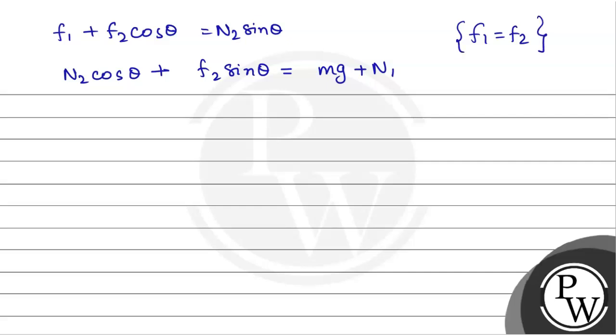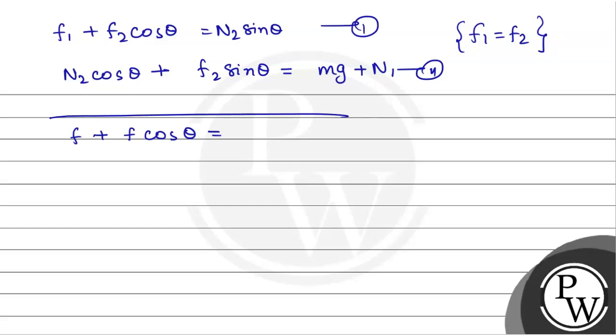So from equation 1 and 2, we will have F plus F cos theta is equal to N2 sin theta. This is equation 3, and from here we will have F is equal to N2 sin theta by 1 plus cos theta. This is F.